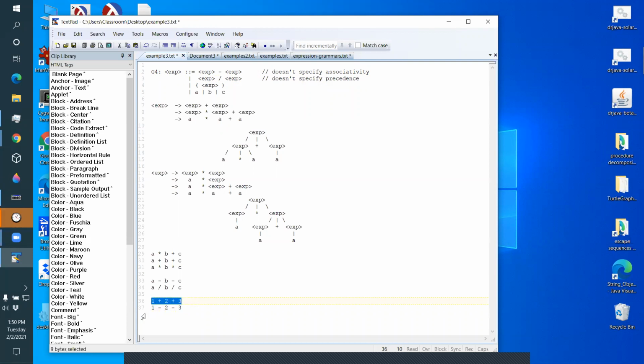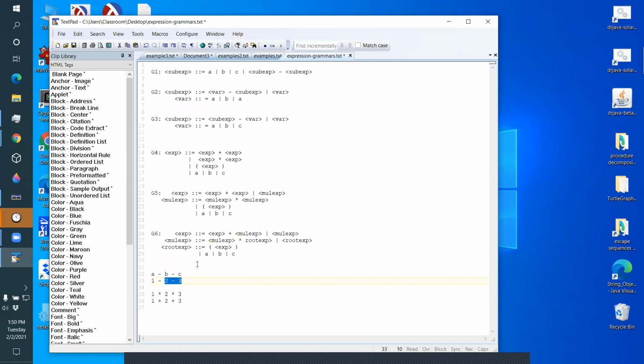Addition is associative, subtraction is not associative, but both of them are made left associative. Multiplication is associative, division is not associative, but both of them are made left associative. Okay, so he chose subtraction over here because that was a good choice, because that way the associativity matters.